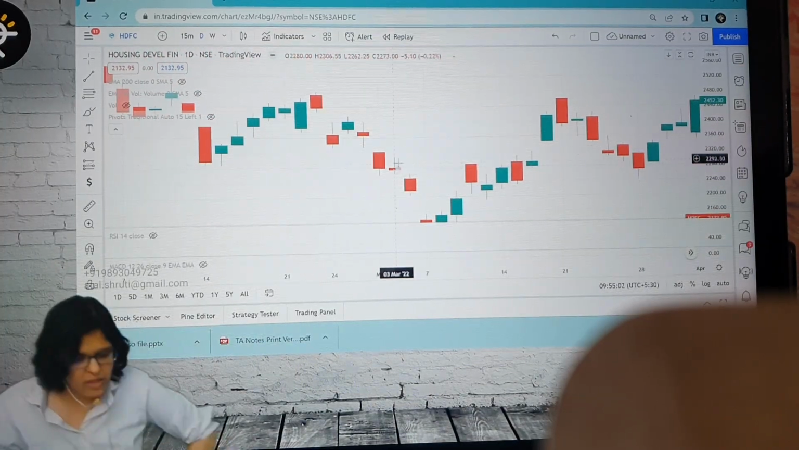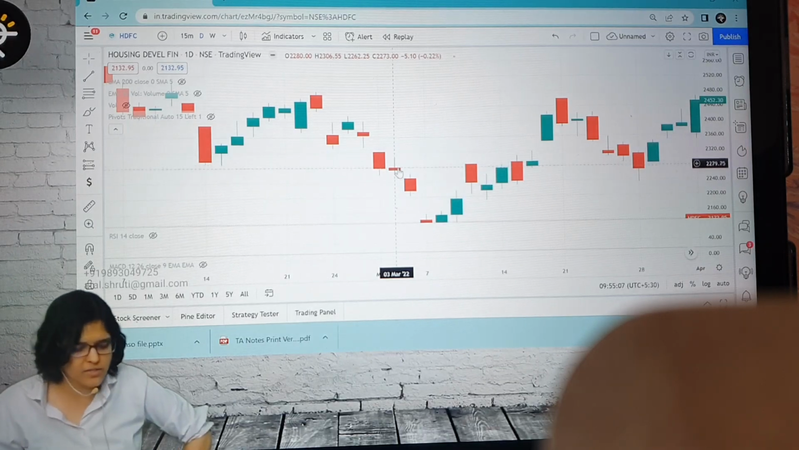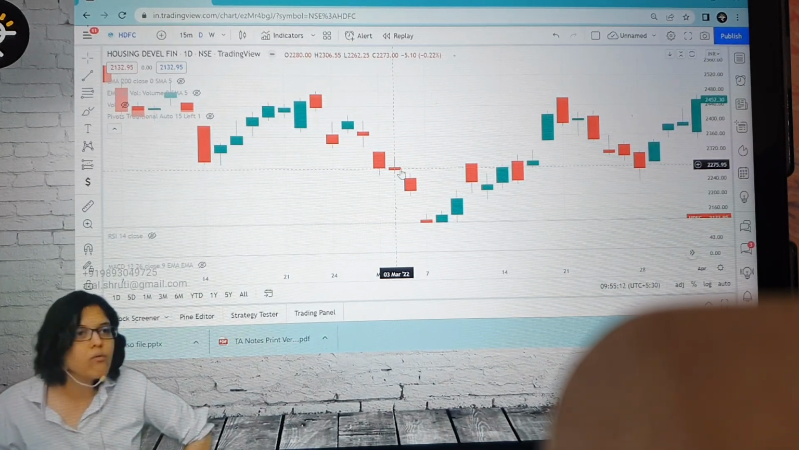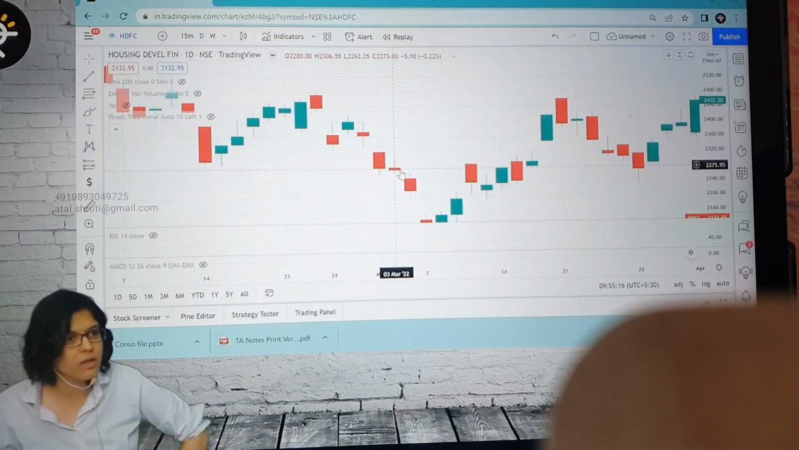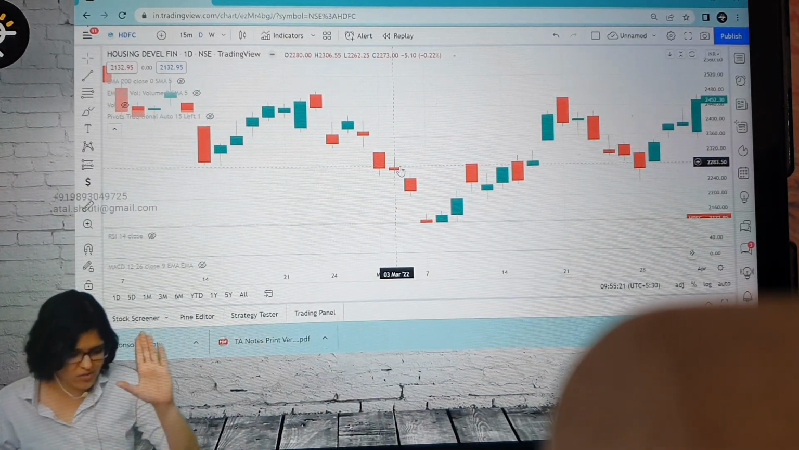So for this candle, tell me if I'm correct or wrong: can I say the body of the candle is almost zero? Very, very small body, but the wick is very high. Can I say that? Yes. What is the interpretation we want to understand? The party has only just begun.